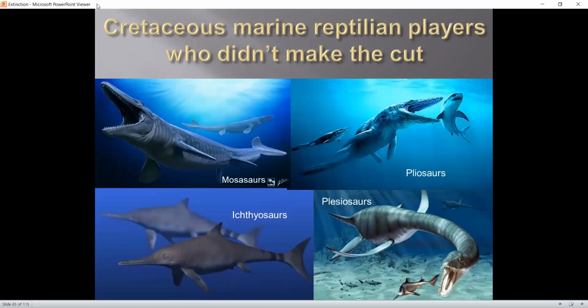In the marine reptiles, we have the mosasaurs here, which is a sort of a crocodile on steroids. And we have a pliosaur, which is the same way, a different group. The ichthyosaurs, which is a reptile that thinks it's a porpoise, I think. And then we have the plesiosaurs. These are all reptiles, but they didn't make the cut. But they all disappeared at different times, not quite the same time. Cretaceous reptiles took a pretty bad hit.